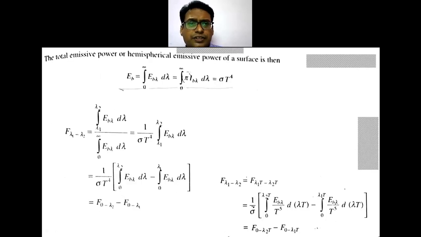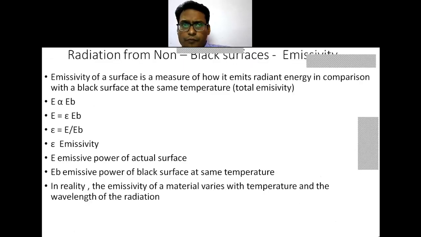and you will get the total emissive power or hemispherical emissive power of a surface, that is E_B, which is equal to the integral from 0 to infinity of E_B lambda d lambda, which is nothing but the integral from 0 to infinity of pi I_B lambda d lambda, which is sigma T raised to 4. So this is the Stefan-Boltzmann law.